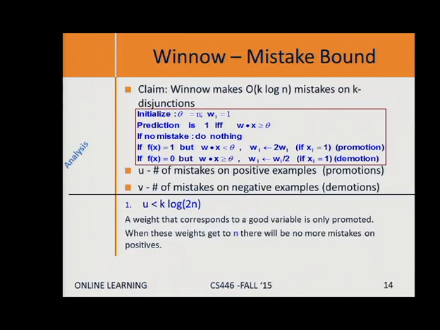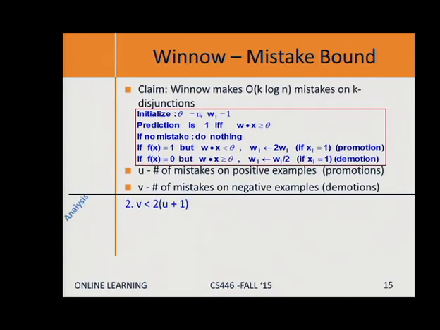Now I want to reason about V, the number of mistakes on negative examples. It's going to be a little bit more complicated. Again, I'm going to argue that the number of mistakes on negative examples is no more than twice the number of mistakes on positive examples. In order to reason about it, we're going to talk about the total weight of the weight vector that we have. At the beginning, we start with a total weight which is n, because I initialize everything to be 1.